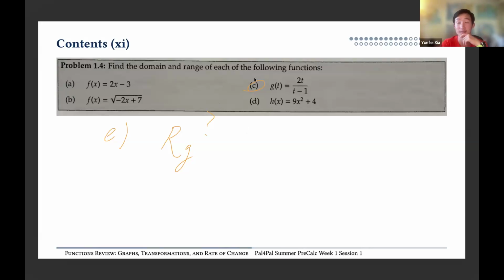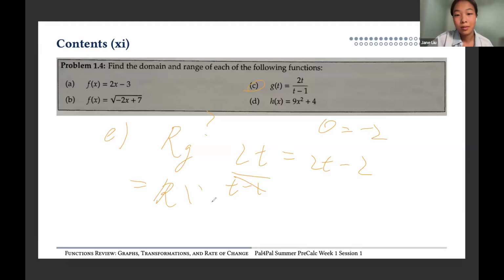Can we see in this case? I think it's all real numbers. Really? Am I trolling? Wait, to confirm, can it be a 2? Alright, you know what, let's verify. So 2t, let's assume that this is equal to 2, and then we multiply here. Right, so therefore 0 is equal to -2. Therefore, the range cannot be 2, so it should be all real numbers besides 2.